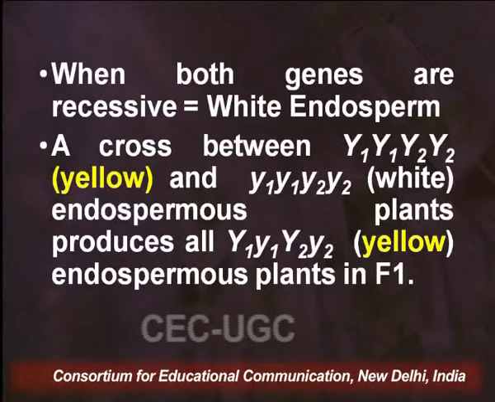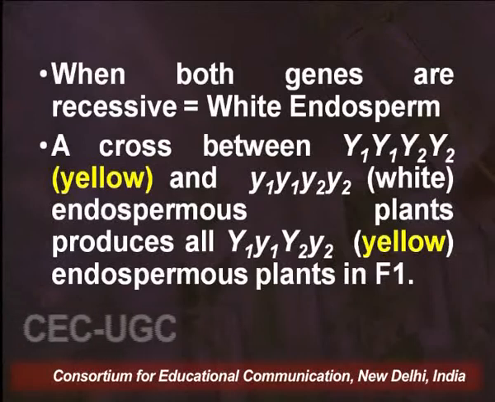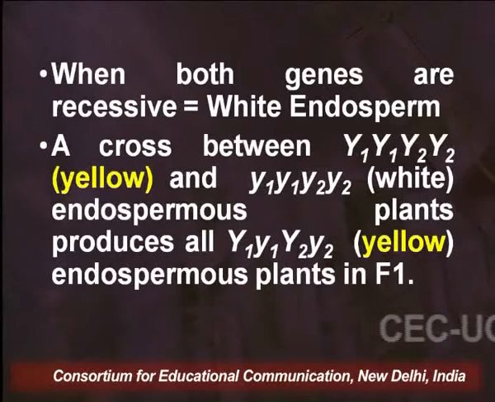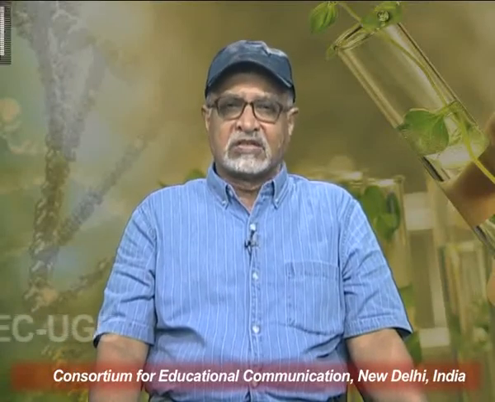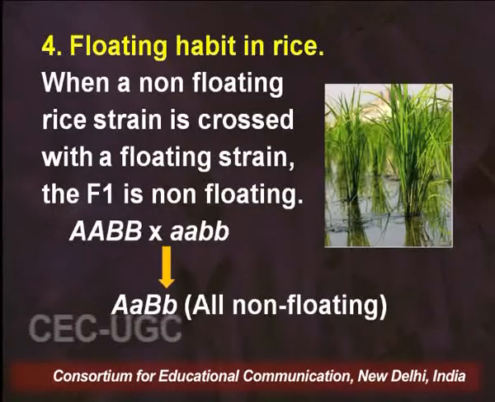And if you are going to make a cross between, say, capital Y1Y1 Y2Y2, they will all be yellow, and all the recessive would have white endosperms. And if we then have the F1, all the progeny in the F1 would be yellow because the capital Y's are present, and the checkerboard in the F2 generation, if you see on your screens, would again be the same 15:1. So that means this is also a good example of duplicate dominant epistasis.